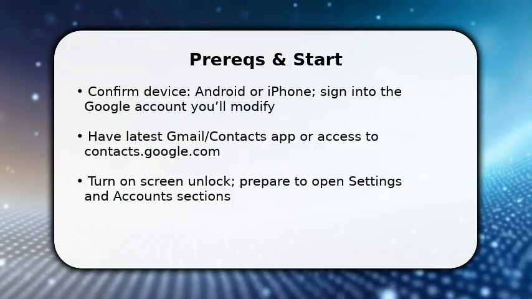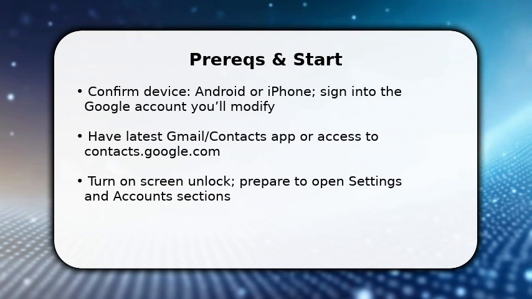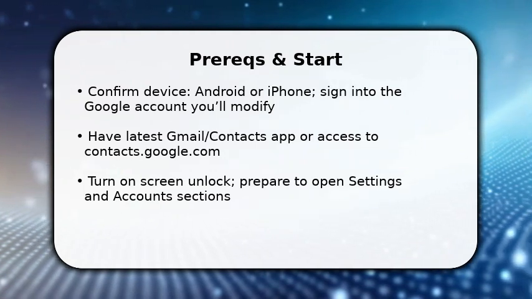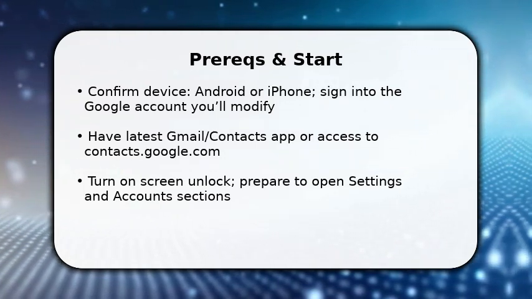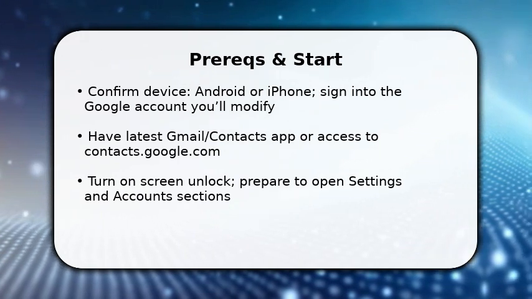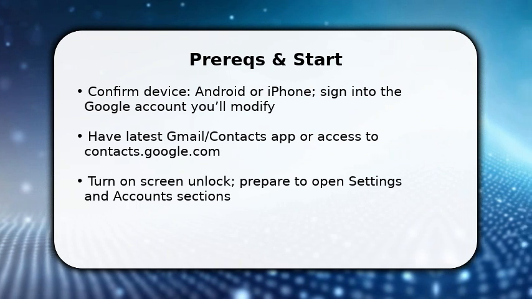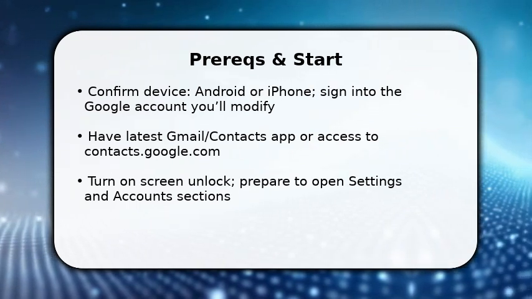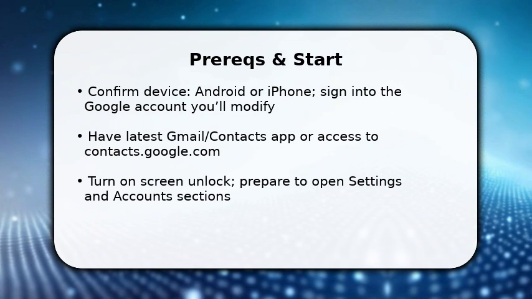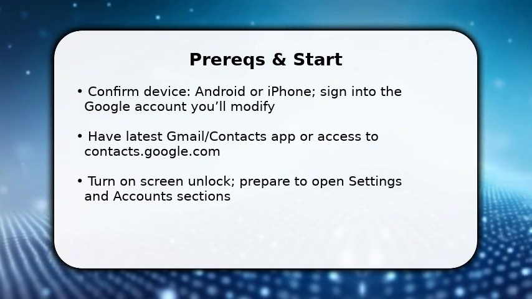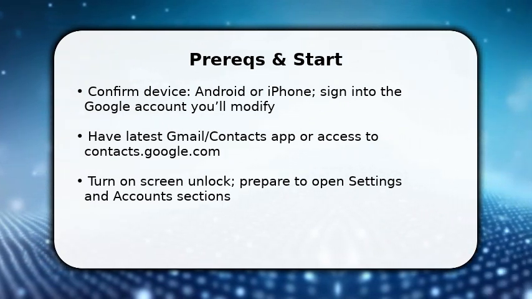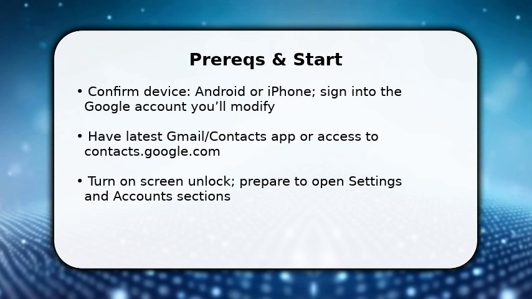You'll start immediately by verifying the Google account you want to change. Once confirmed, open your device settings and locate Accounts or Passwords in Accounts. If you're on Android, tap Accounts, Google. On iPhone, open Settings, Contacts, Accounts and choose the Google account. Make sure the account is signed in and visible. This step ensures you target the correct profile so you don't disable sync for the wrong account.